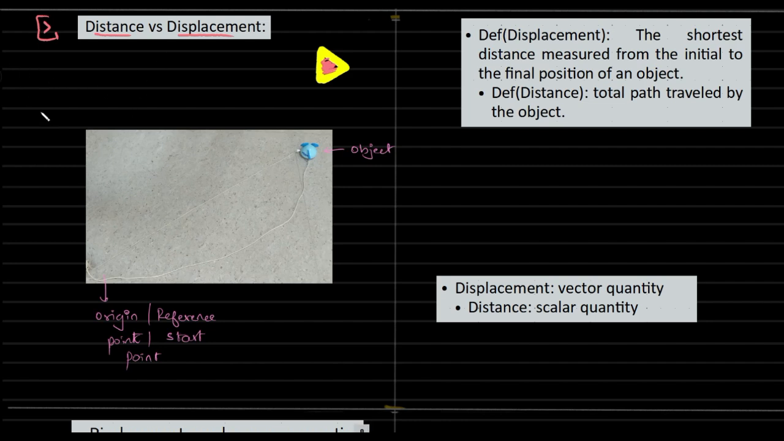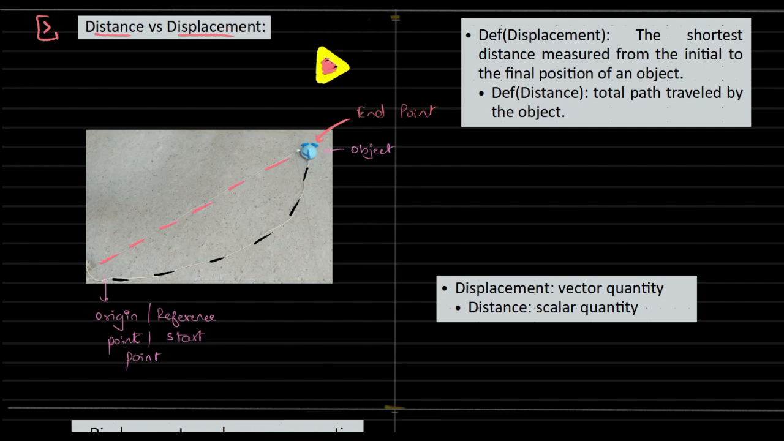Next, it happened to travel along this path, ending up over here. So that is your end point. So this is the shortest path from the start to the end point.